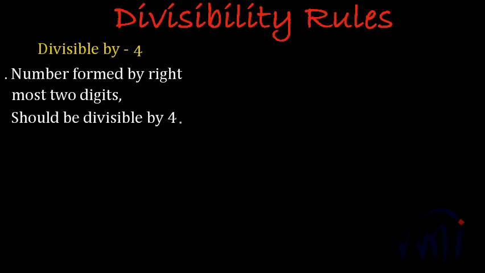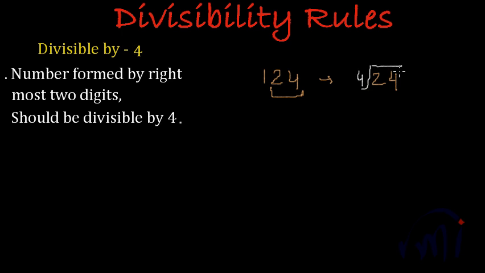So they are saying that if the number found by the unit place and tens place is divisible by 4, then the whole number will be divisible by 4. Suppose you have a number like 124. You have to see only these 2 digits, and the number found by these 2 digits is 24, right? So now you can divide this 24 by 4 to check if the whole number is divisible by 4 or not.